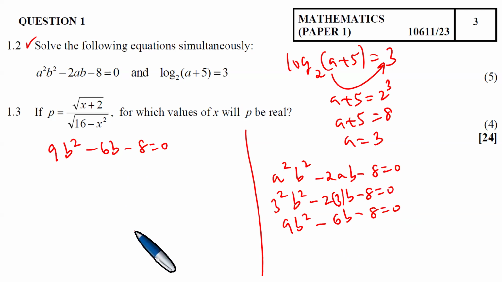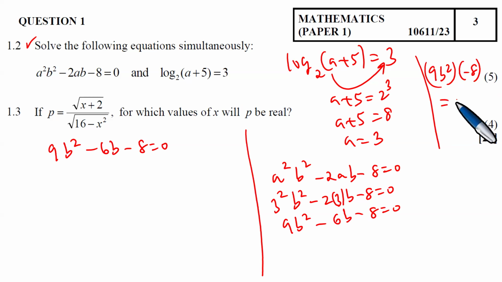Then you need to factorize this. What are the factors of this? To get the factors, you need to multiply 9 by minus 8. If you multiply the 9b squared by minus 8, this is minus 72b squared. If you have minus 72b squared, what are you going to do now? You look for the factors of minus 72 which, when added together, will give minus 6. So you maneuver the factors such that you're able to get a minus 6. And so what are those factors?